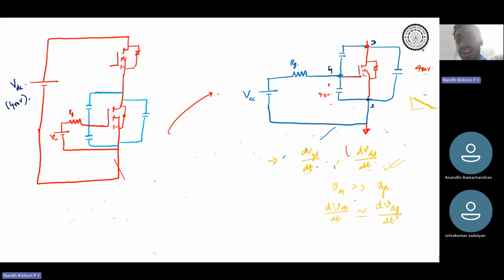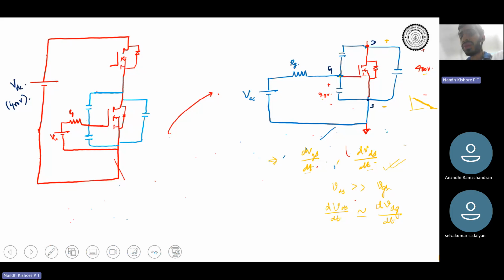Do you agree with this? The potential between gate and source is only 9.5 volts, which is very small compared to 400 volts, which is too high. So dVDS by dt can almost be written as dVDG by dt, because gate to source is very small. Gate and source are like the same point for 400 volts. So let's mark the polarity. This is plus, this is minus.